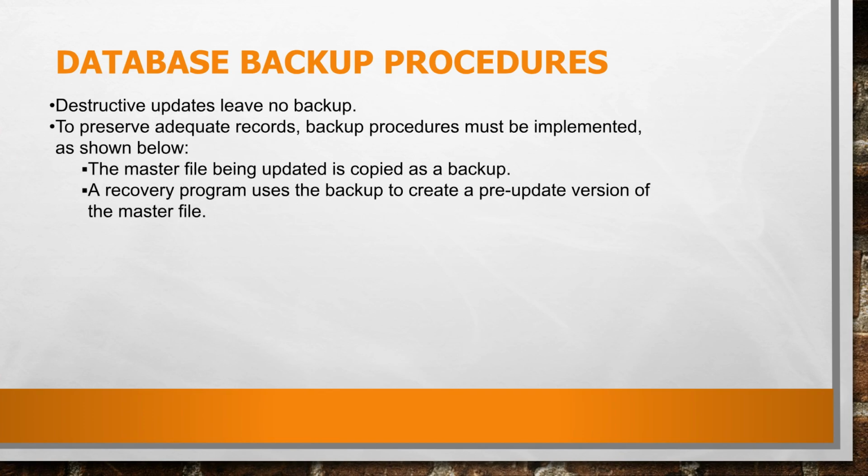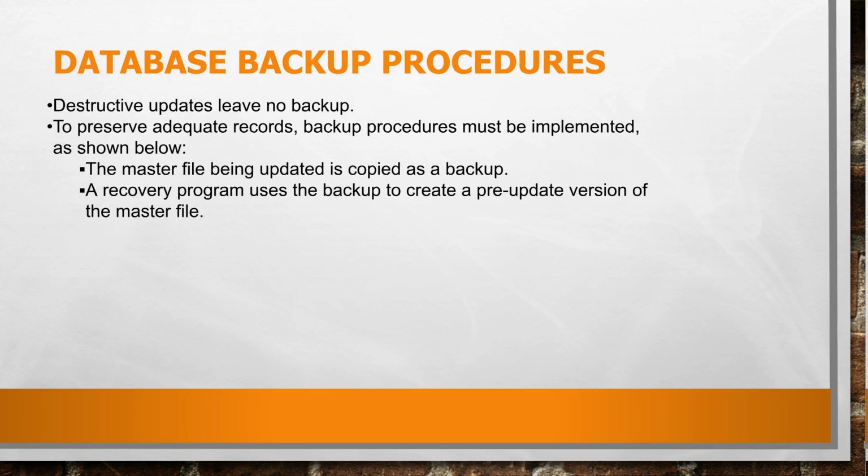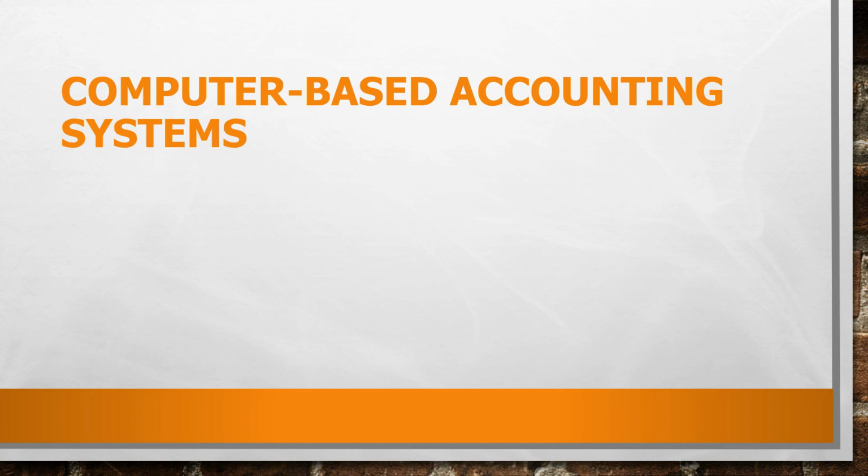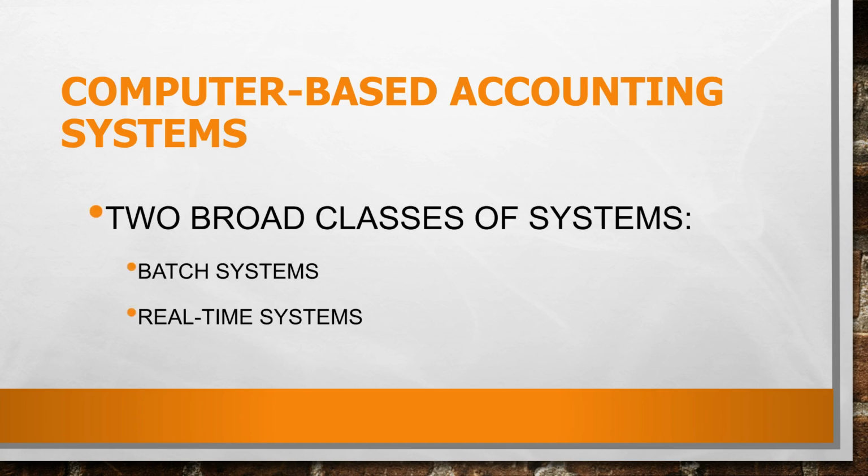Since destructive updates don't leave a backup, specific procedures are required to preserve records. This involves copying the master file before an update and using a recovery program to restore the original version if necessary. Computer-based accounting systems are generally classified into two broad categories: batch systems and real-time systems. Each serves different operational needs within an organization.